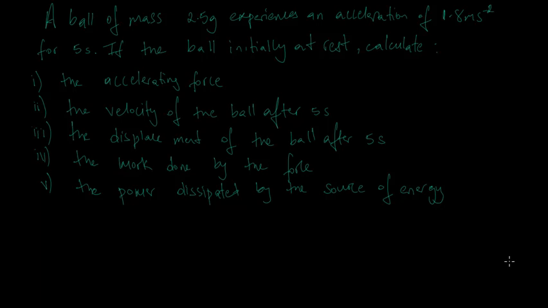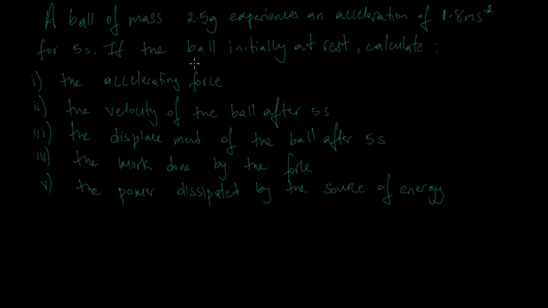So here we have a multi-part question, a typical question that you might come across on your physics exam. It has 5 parts, and the question reads like this: a ball of mass 2.5 grams experiences an acceleration of 1.8 meters per second squared for 5 seconds.